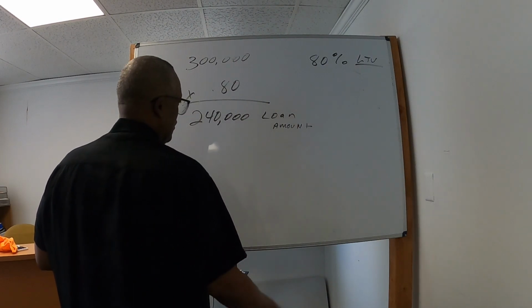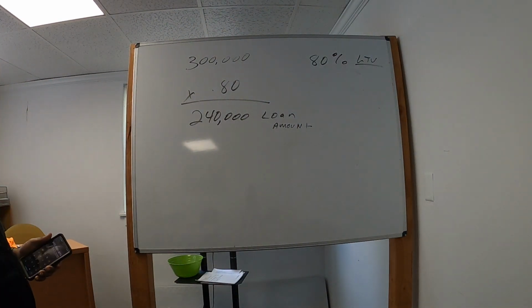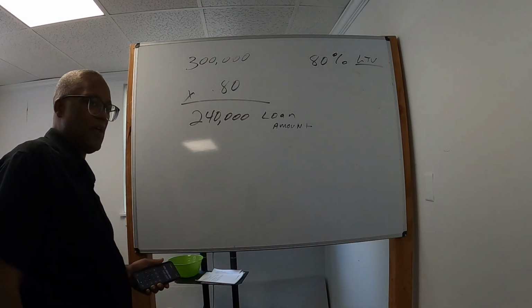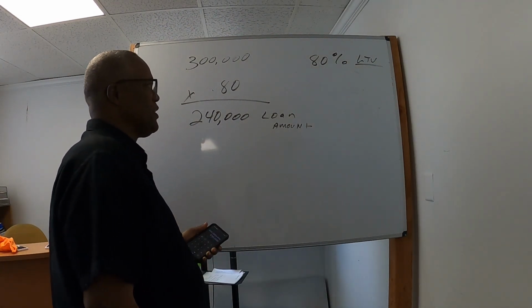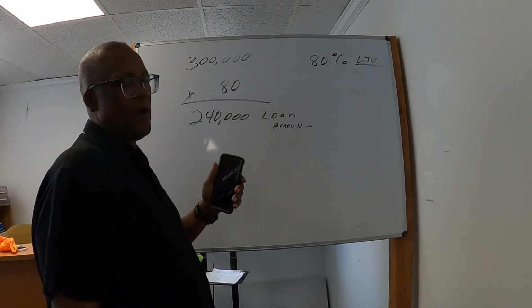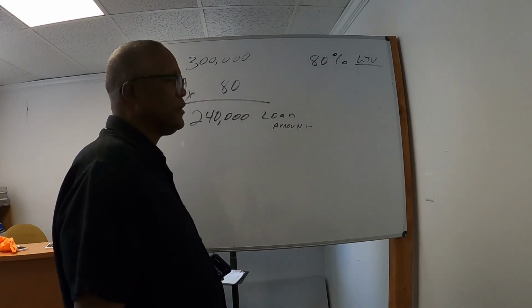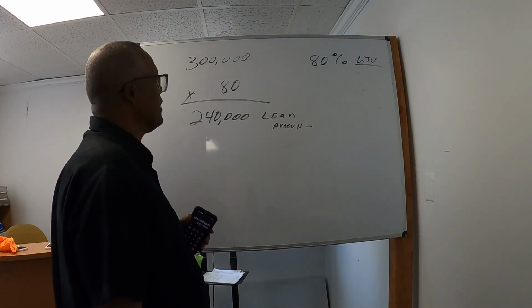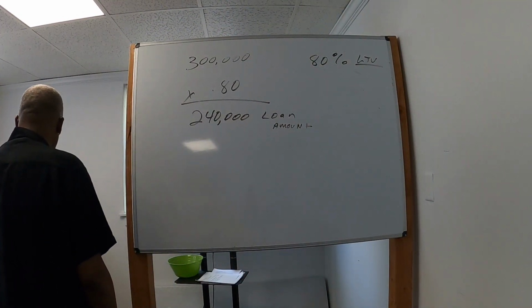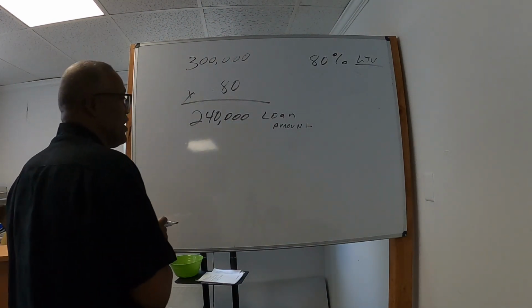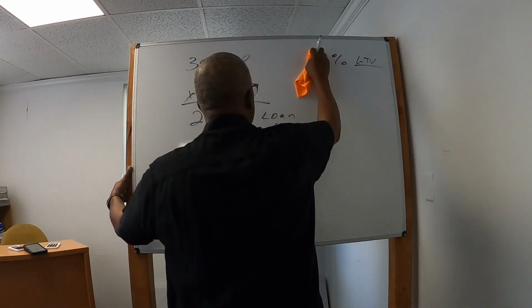They can ask you that. What's your loan amount? If you have a house that you purchased for $300,000 and you have an 80% LTV, what is your loan amount? And this is how you figure it. Say, for example, they gave you a different number. Any percentage they give you, you can work it out.